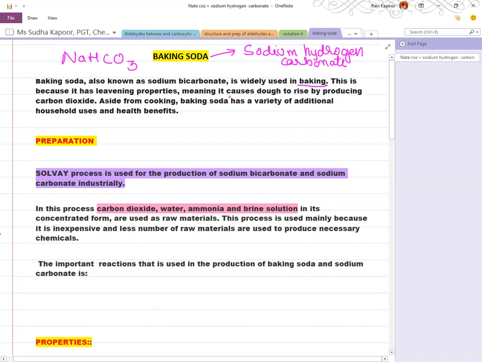It is a very important part of our bakery industry, that is, in the baking part. The main thing is that it makes the dough rise by producing the gas CO2. CO2 makes things porous, fluffy, and soft, and it also has a very important effect on health benefits, in antacids. So baking soda is a very important ingredient.